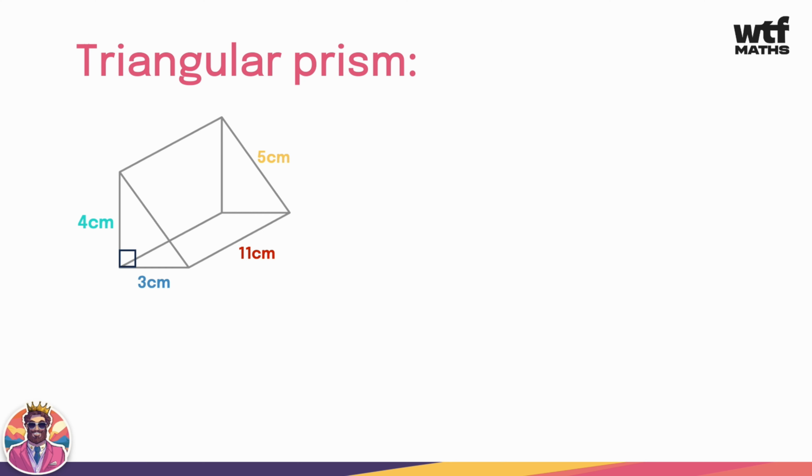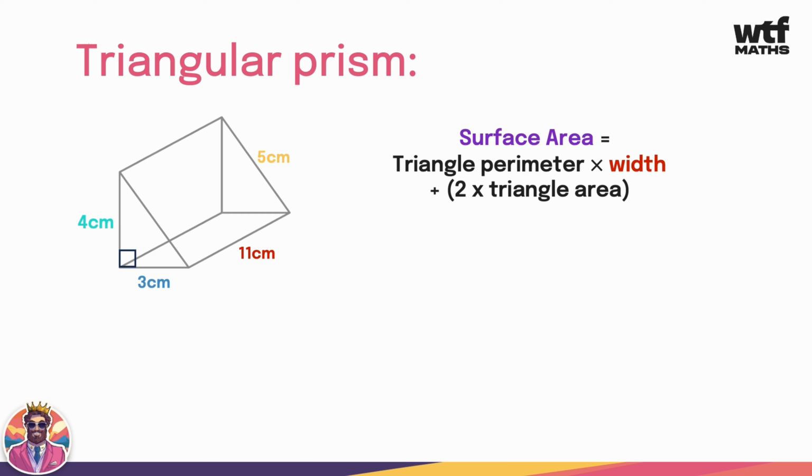Okay, so for a triangular prism, it's going to be slightly different. We've got a right angled triangular prism here, but this will still work for any triangular prism if you follow the formula. The formula is going to be the surface area is the triangle perimeter, so the perimeter of the triangle times width, plus 2 times triangle area. So what you're going to have to do is find the perimeter of this triangle, so add it all up, and then times it by the width of the triangular prism, and then add on 1 triangle area at the front and 1 triangle area at the back.